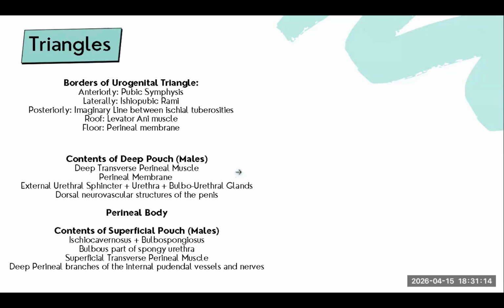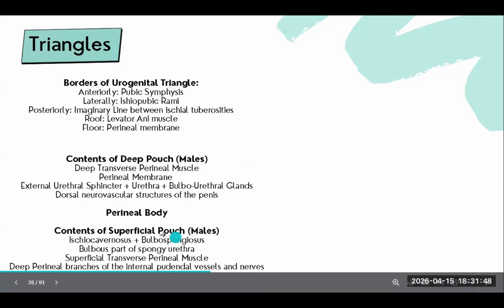Now, the perineum itself is divided into the deep pouch and the superficial pouch. Let's look at the contents in males and after that in females. The contents in males are the deep transverse perineal muscle, the perineal membrane, the external urethral sphincter, the urethra, the bulbourethral glands, and the dorsal neurovascular structures of the penis.